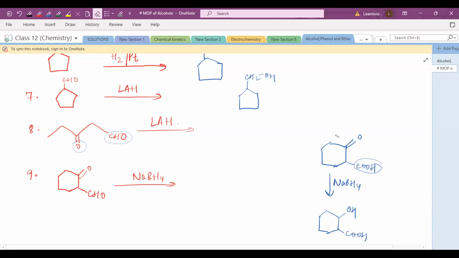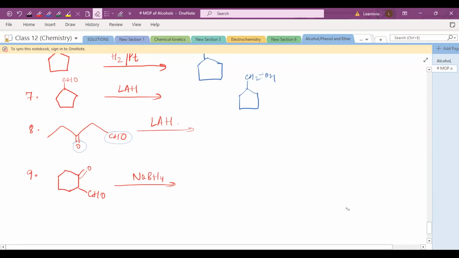So first of all you have to keep in mind which reagent is given, which reducing agent is given in the question, and accordingly just write down the product. So in this question, OH here and OH here. It will reduce both aldehyde and ketone, right? CH2. Now is it clear now?